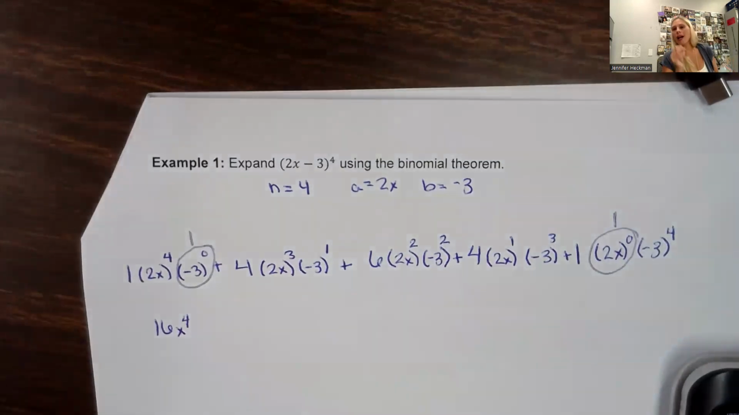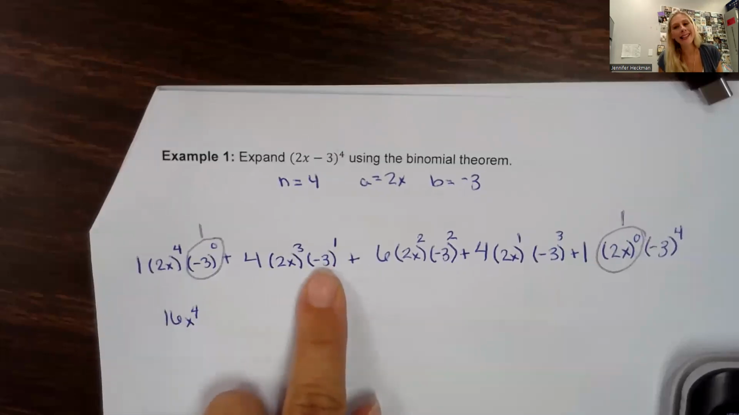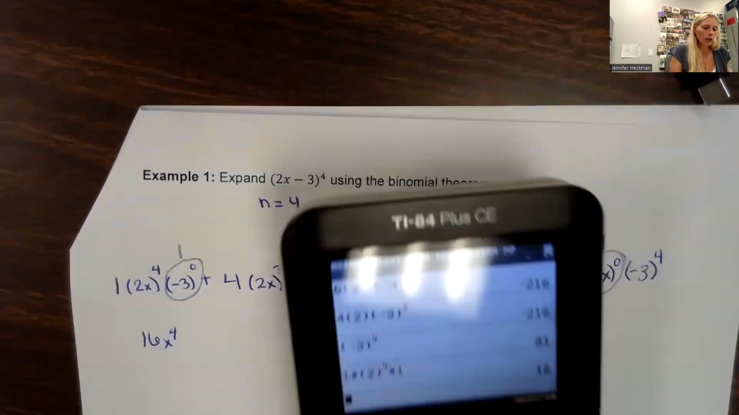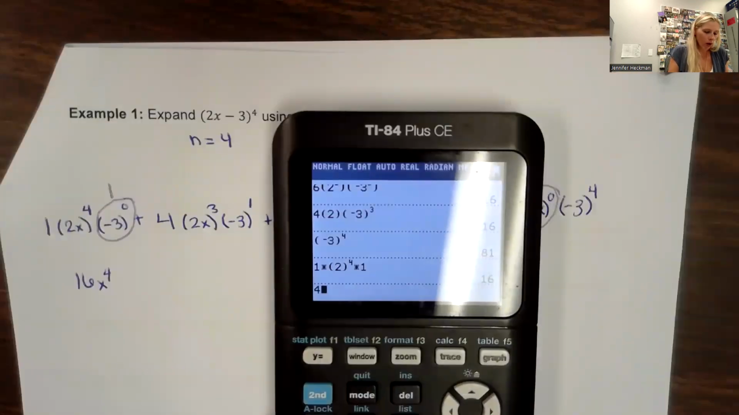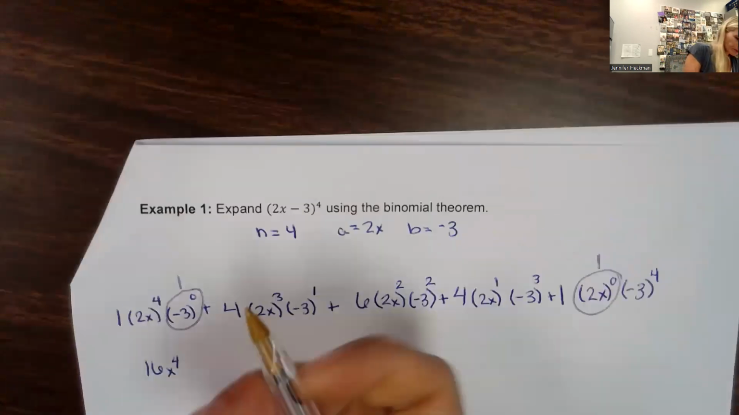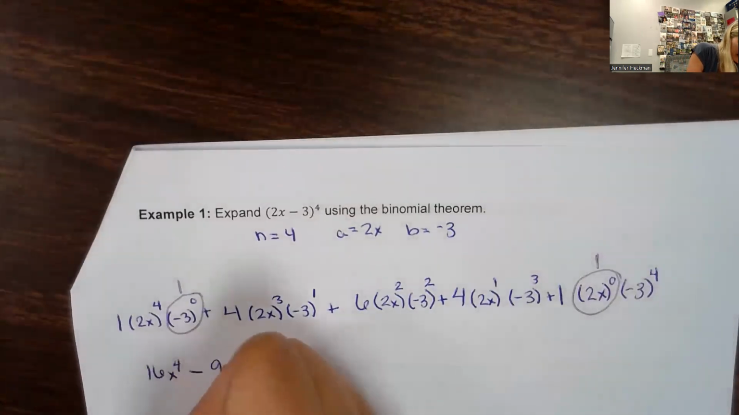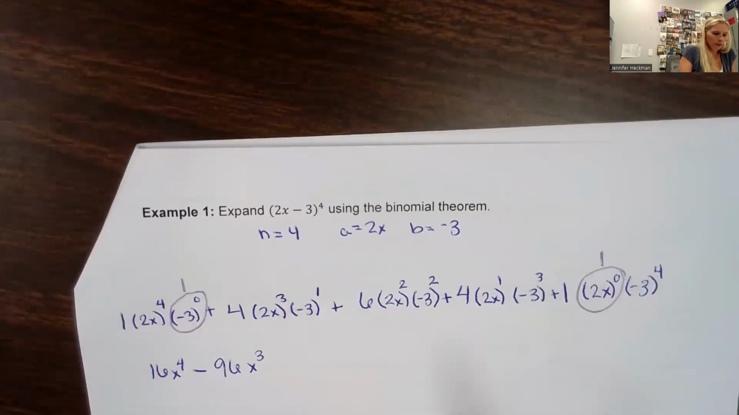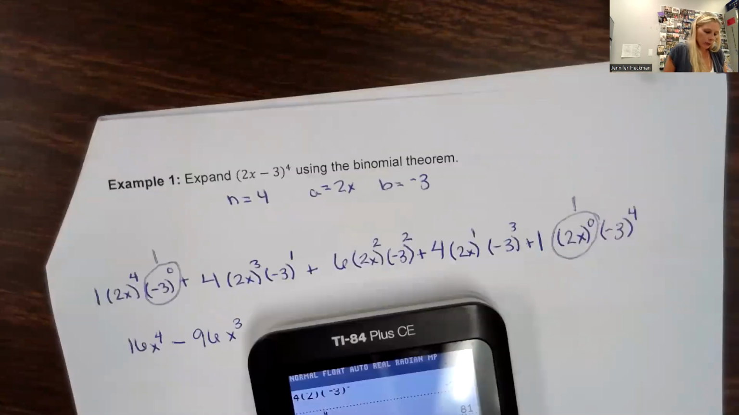Okay. Now, I'm not going to put an addition sign down yet, and this is why. Because here we have a negative to the first. We know negatives to an odd exponent is going to be negative. So in our calculator, we're going to go 4 times 2 in parentheses to the 3rd, and then -3 to the 1st. We get -96. So I'm going to put -96, and our variable is x cubed, right? X cubed. All right, again, next one, we have 6.